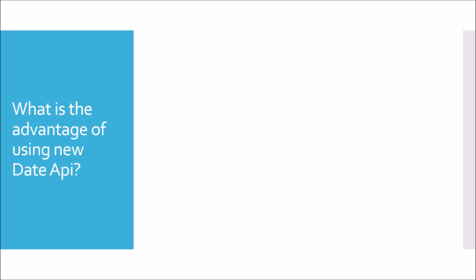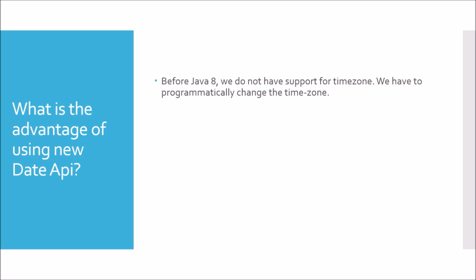What is the advantage of using the new date API? Before Java 8, we did not have support for time zones. We have to programmatically change the time zone. For example, if you are in the IST time zone, but in your code you want to display different time zones like EST, UTC, then you have to put an if-else condition and accordingly add the time zone in your if-else condition.